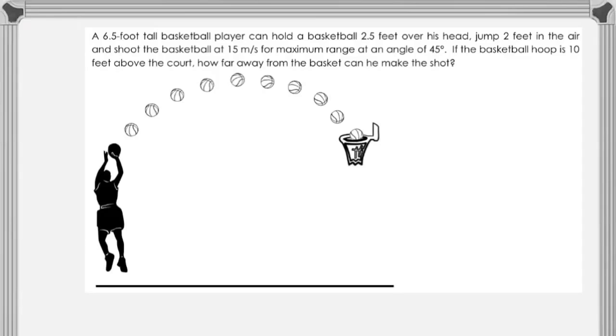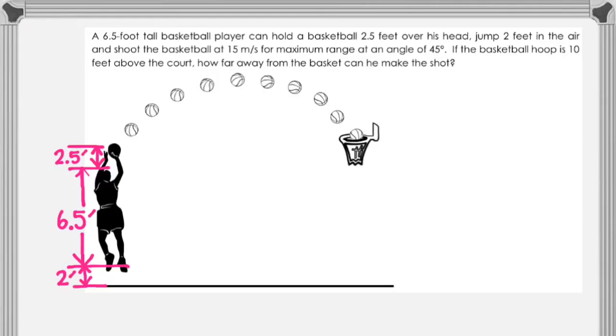the shot? Okay, there's a lot of information in here, but really if you write it all down, narrow it down, look at it on the picture, you see it's not as much as it seems. So let's start with his height. It says he's 6.5 feet tall. Next, we know that he can hold the basketball 2.5 feet over his head. And finally, we know that he can jump above the court by 2 feet.